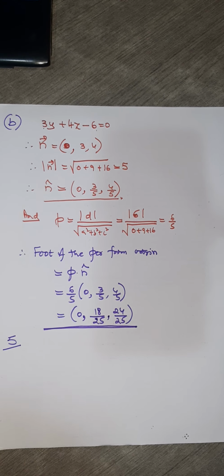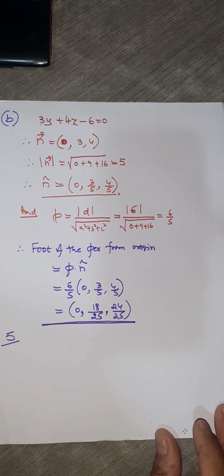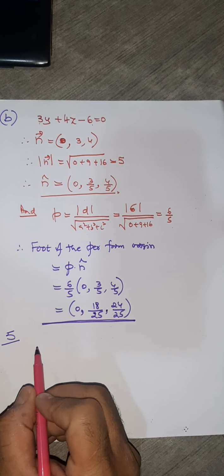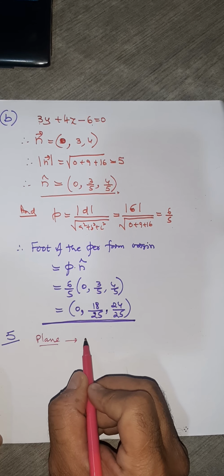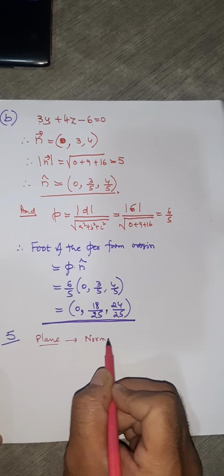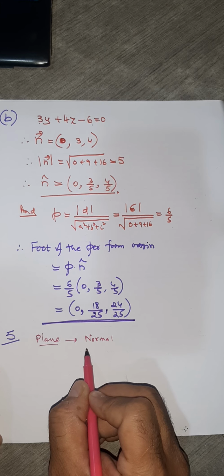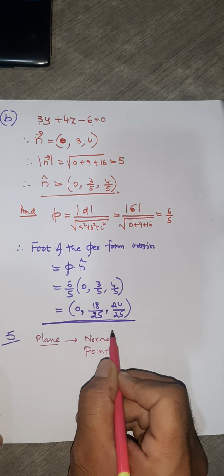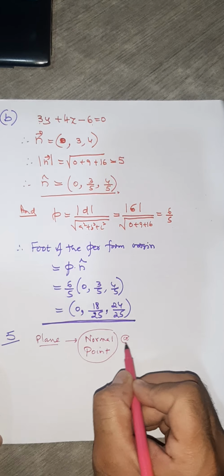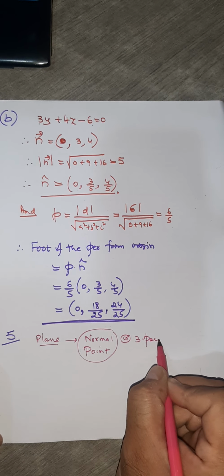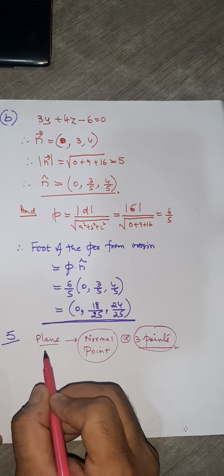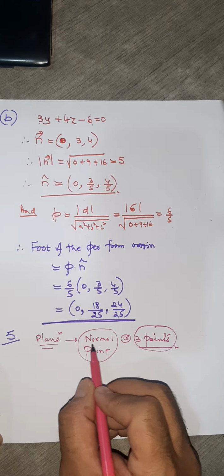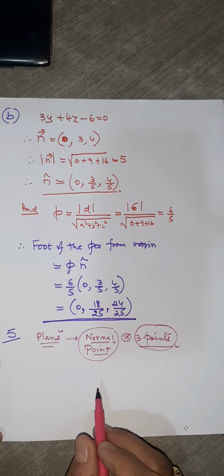Question number 5. What's the fifth question? You want the vector and the Cartesian equations of the plane. To get the equation of the plane, you need 2 things: either the normal to the plane and a fixed point, that is one way of getting the equation of the plane. Or you must have how many points? 3 points, 3 distinct non-collinear points. If you are given 3 different points, you can get the equation of the plane, or you must have the normal and a point on the plane, remember.